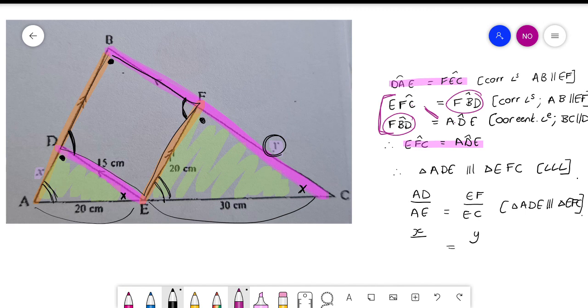So then you're not really helping yourself. So x over 20 is equal to 20/30.